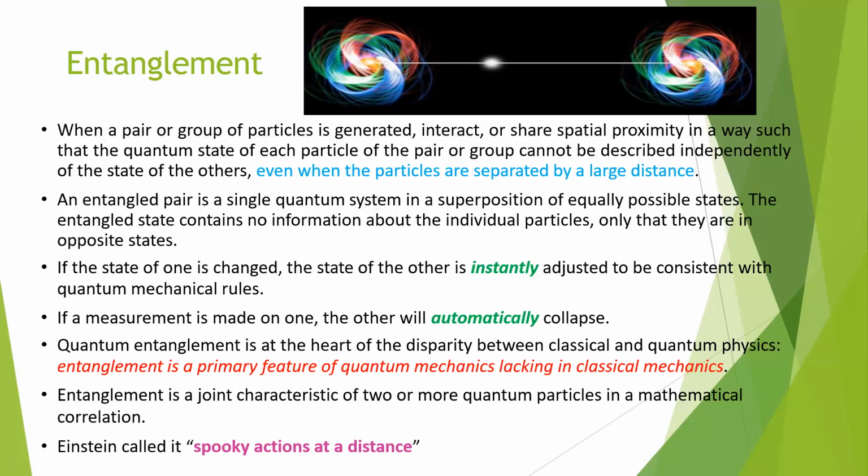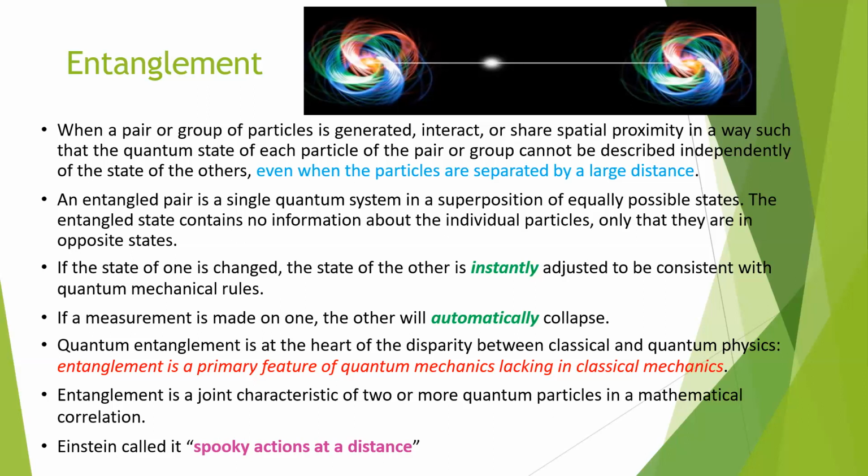An entangled pair is a single quantum system in a superposition of equally possible states. The entangled state contains no information about the individual particles, only that they are in opposite states. If the state of one is changed, the state of the other is instantly adjusted to be consistent with the quantum mechanical rules. Irrespective of distance or time, the two entangled qubits are always correlated to each other. If a measurement is made on one, the other will automatically collapse.